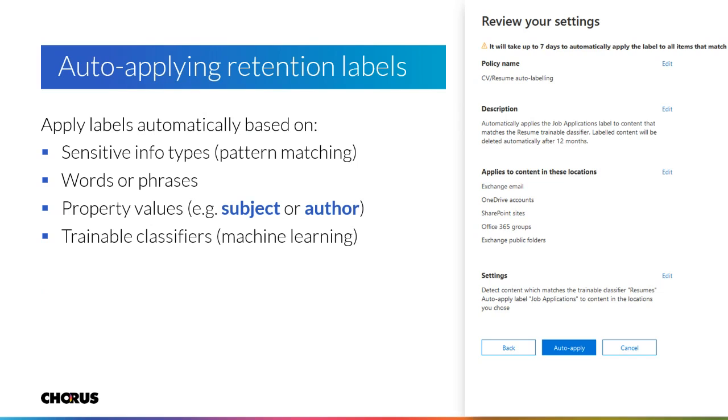The automatic labeling takes up to 7 days. So it's something that runs in the background. It's a continual process once you've created the policy. As new content, as new email goes through the system, this policy will automatically label it.